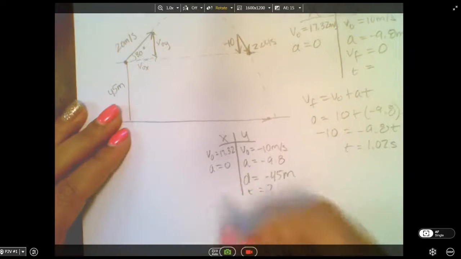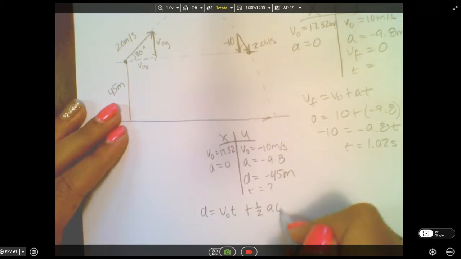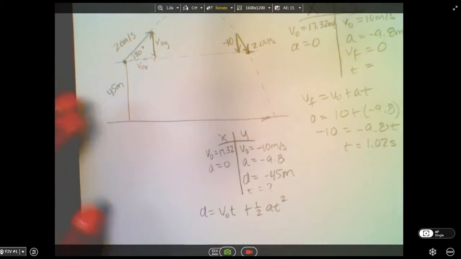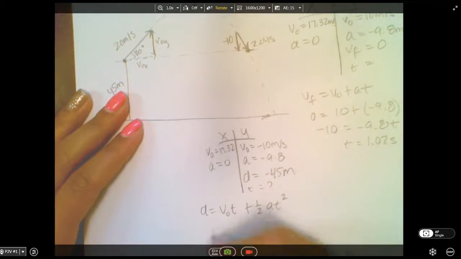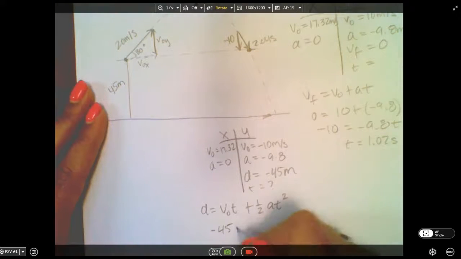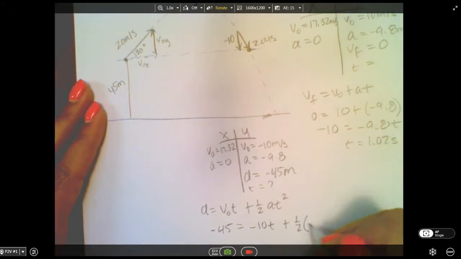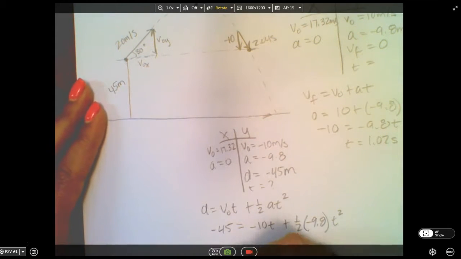So that equation is d equals v naught t plus 1/2 at squared. So we plug in, only in the y direction, remember. So we have negative 45. Make sure you make that negative because you're falling down. Okay, be careful with that. Equals negative 10t plus 1/2 negative 9.8 t squared. If we simplify this out, this is negative 10t minus 4.9 t squared.